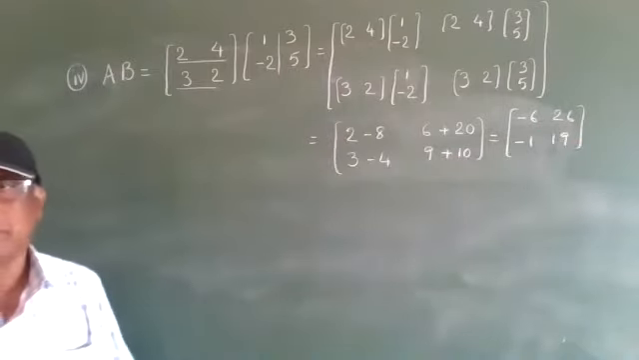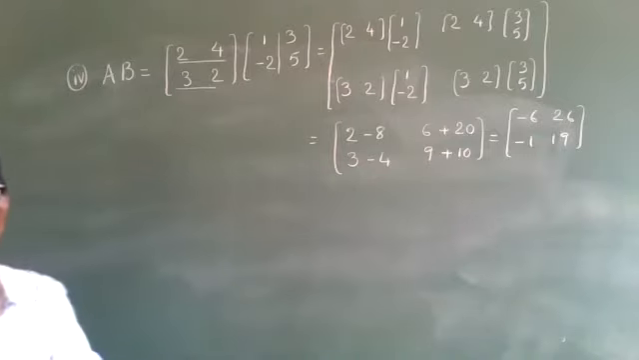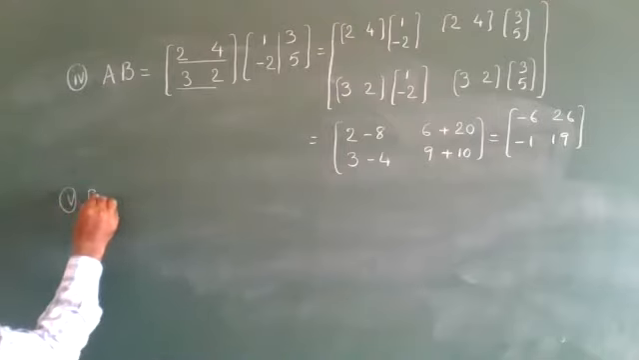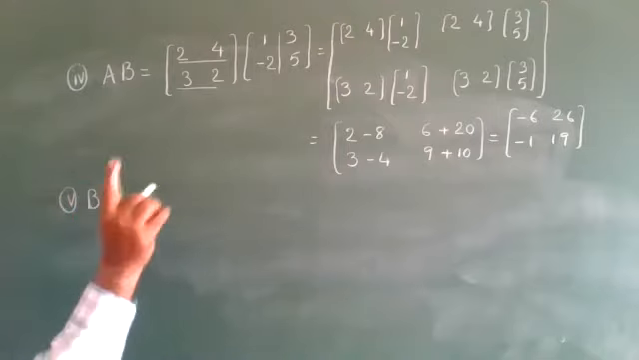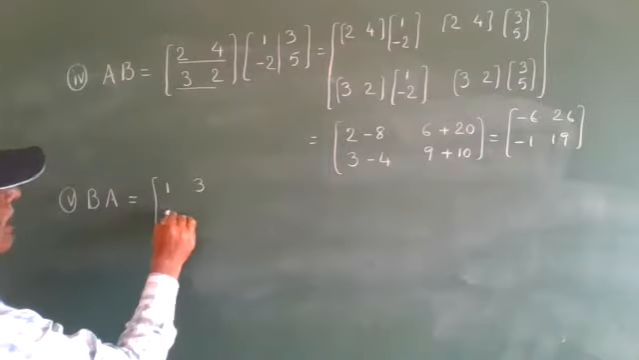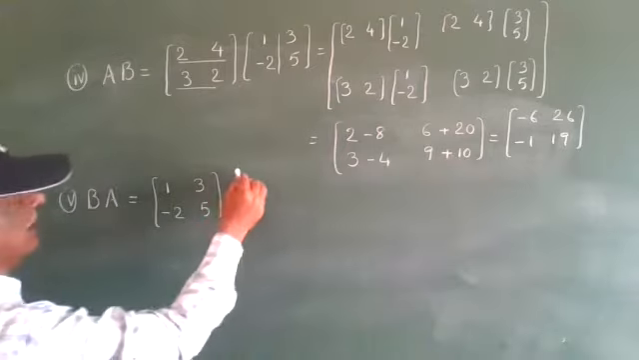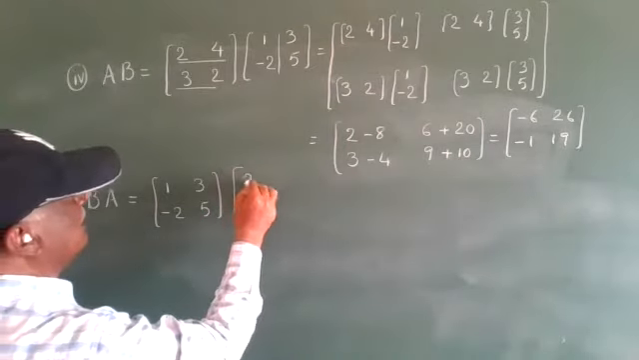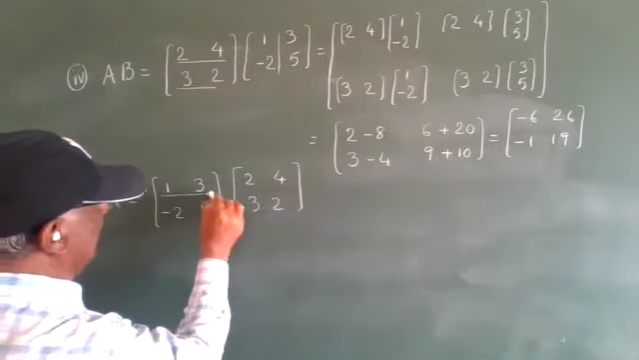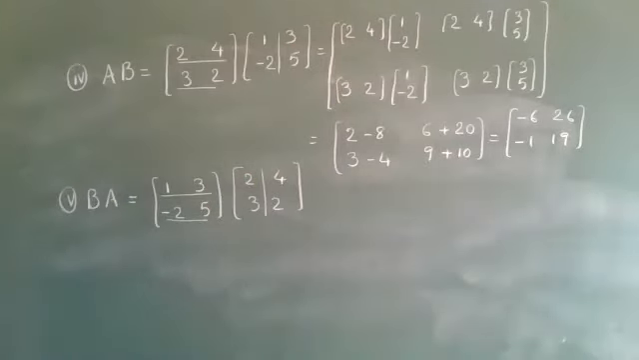Go through the multiplication of BA first. BA multiplication. The B matrix is multiplied with the A matrix, row by column. So the B matrix is 1, 3, minus 2, 5. First is the B matrix and second is the A matrix. What is the A matrix? 2, 4, 3, 2. First matrix underline rows, second matrix underline columns. Right, multiply.